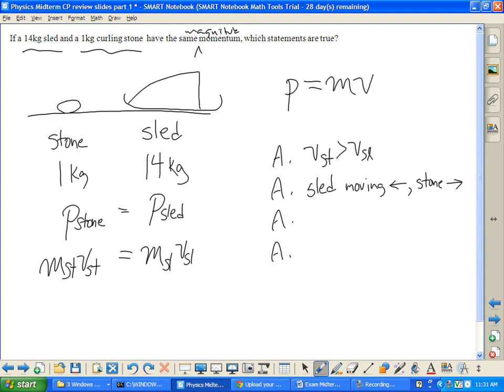Wait, what else could there be on this statement thing? I don't know what else. Velocity of the stone is greater than velocity of the sled. Okay, you can just do the opposite as the first one. So, if you know this, you should be able to work out whether any statement is true or not. Fair enough?